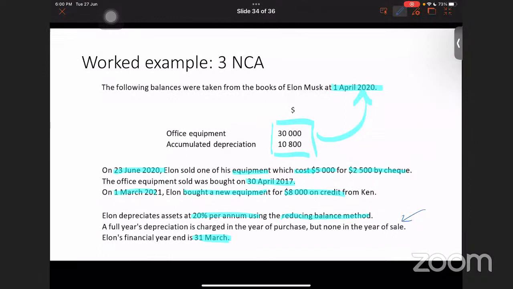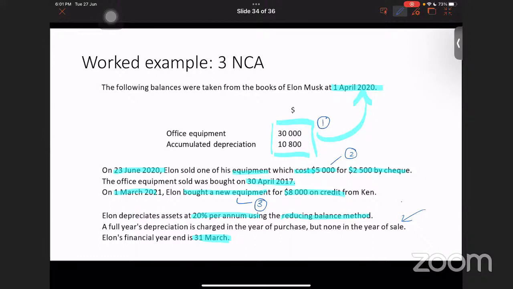So here, three NCA. I know this is the first one. The one that I sell, second one. And here a new equipment. This is my third one. So in total, I will have 3 equipment, which means I will need to show 3 tables.